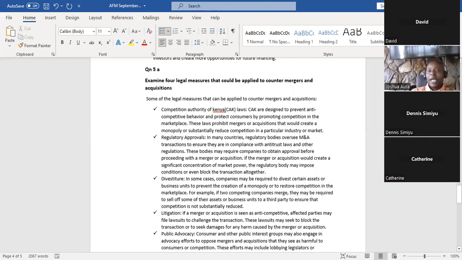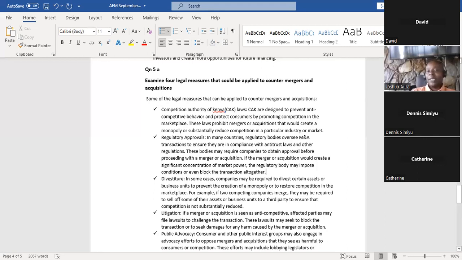Divestiture: in some cases, companies may be required to divest certain assets in the marketplace. For example, right now you can see what is happening with Safaricom. Safaricom is being told, hey, you do a demerger, and then we have an M-Pesa company.